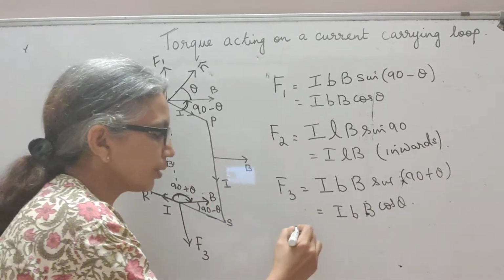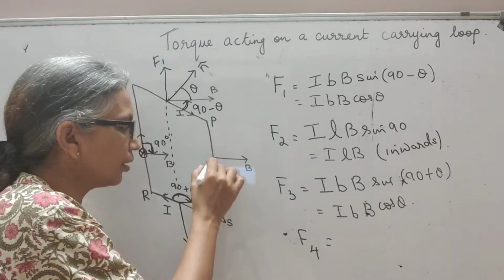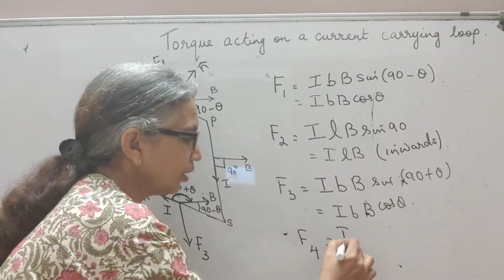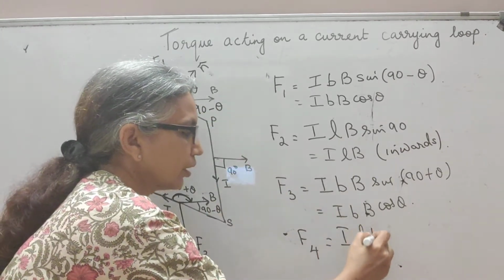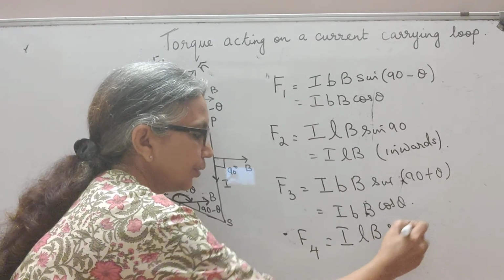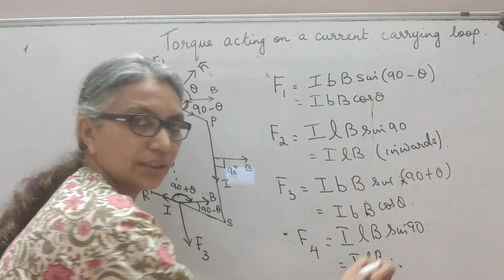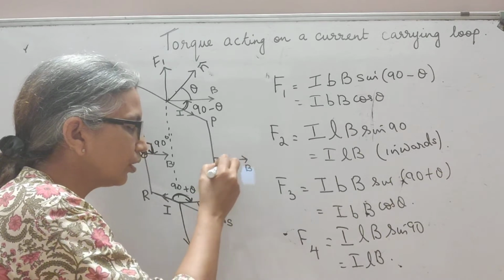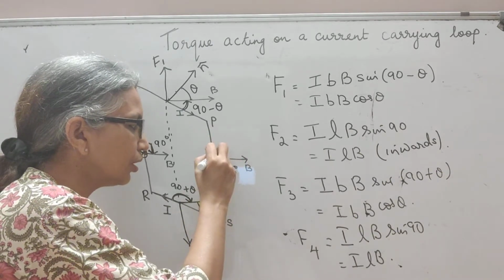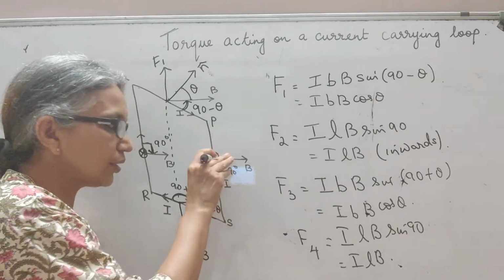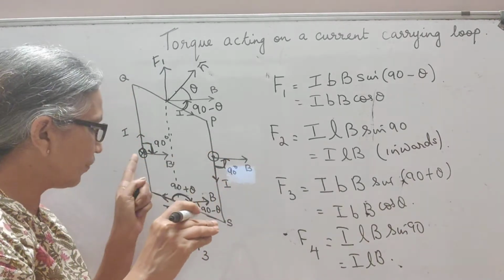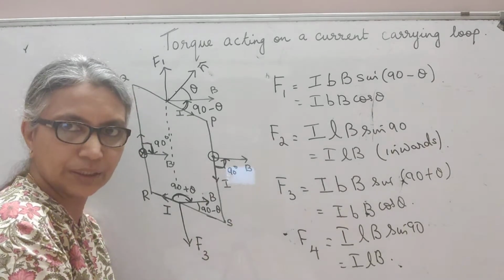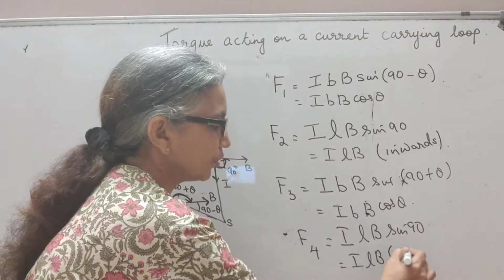Now let us look at this force here, which I am going to call F4. You see the angle between the length and the magnetic field is 90 degrees. So we have I, the conductor length is L, capital B, sine 90, which is ILB again, because sine 90 is 1. Let us look at the direction here. As we move from length to magnetic field, we are moving in the anti-clockwise direction. So I will put a dot here, showing you that it is an outward force like this. So here we have an inward force, here we have an outward force, perpendicular to the plane containing L and B. Okay, so this is an outward force.